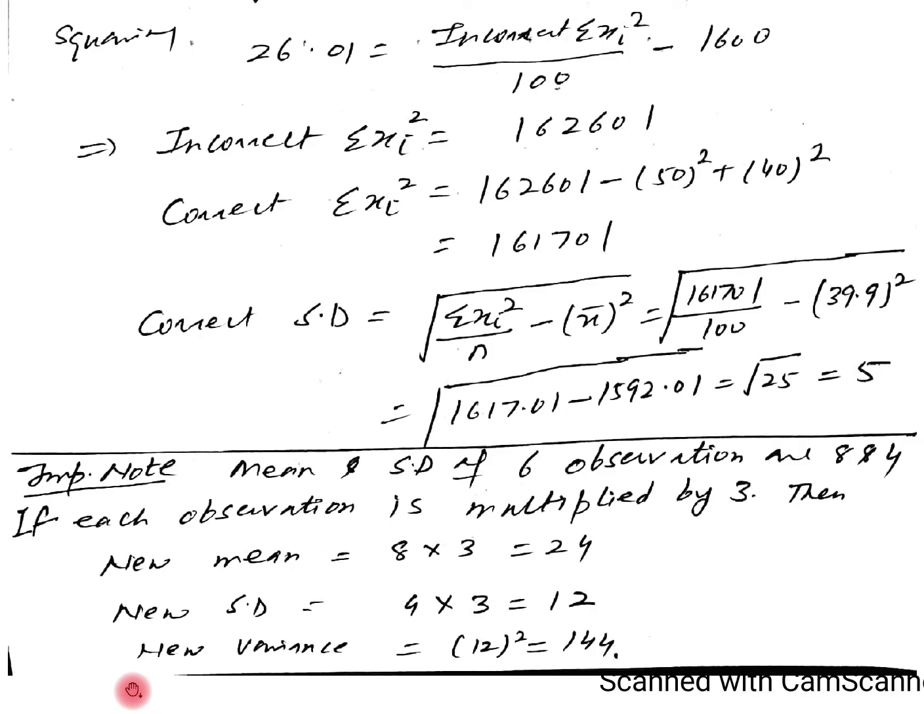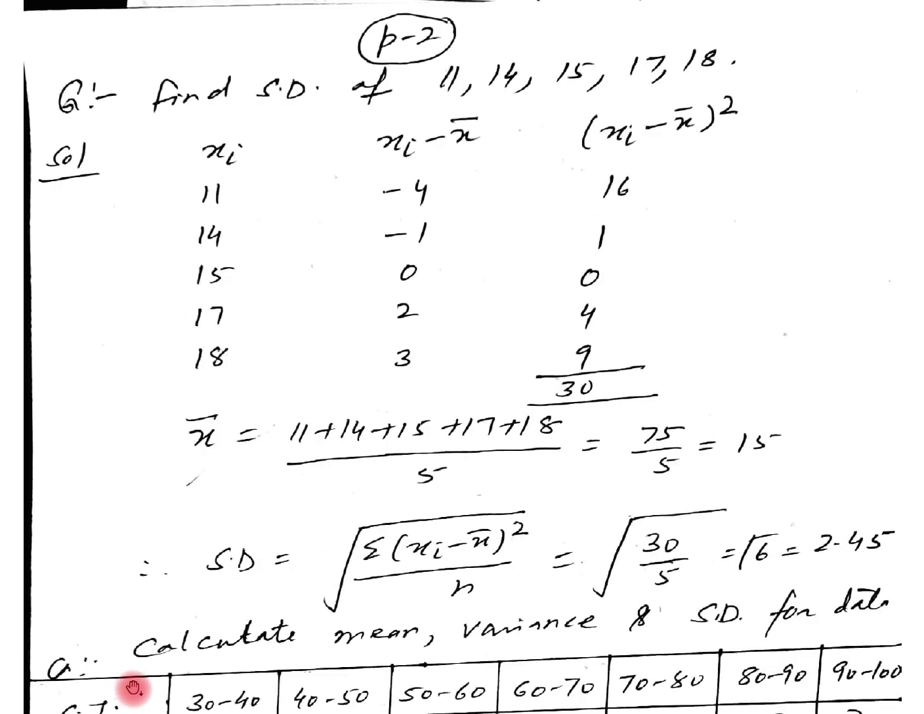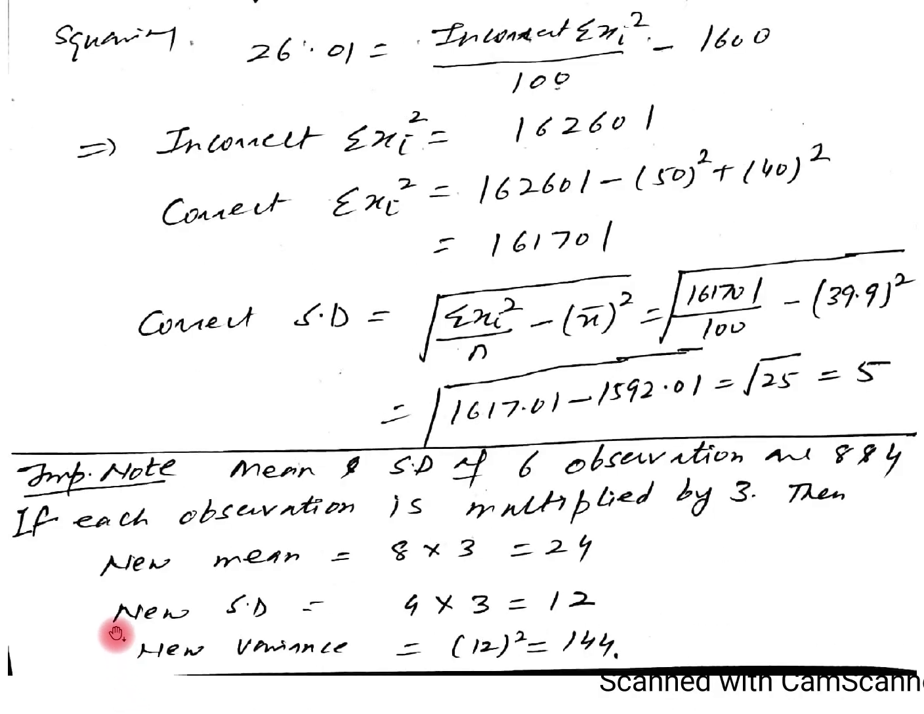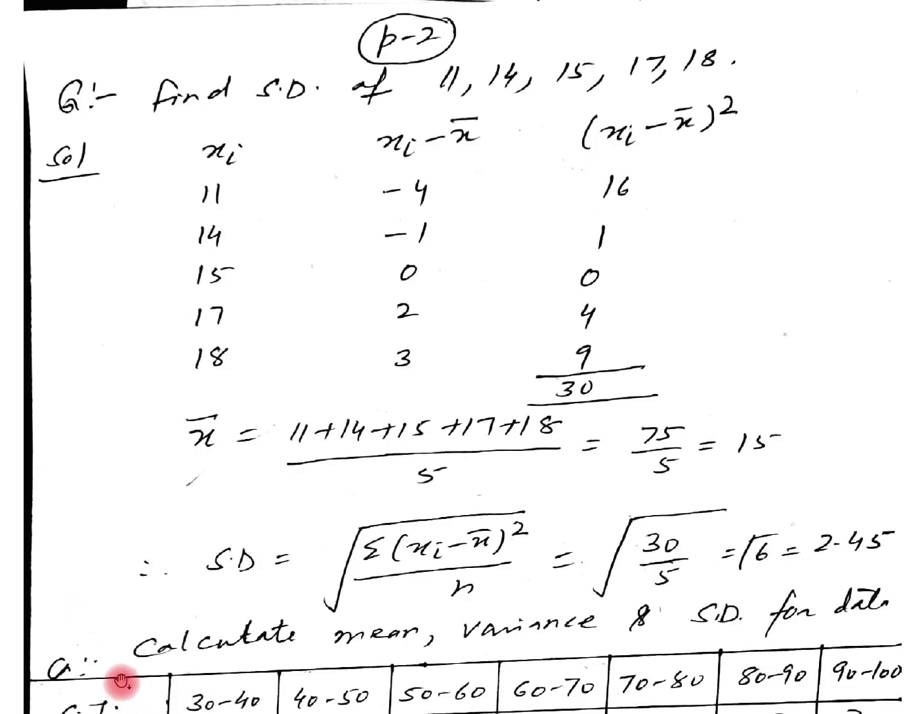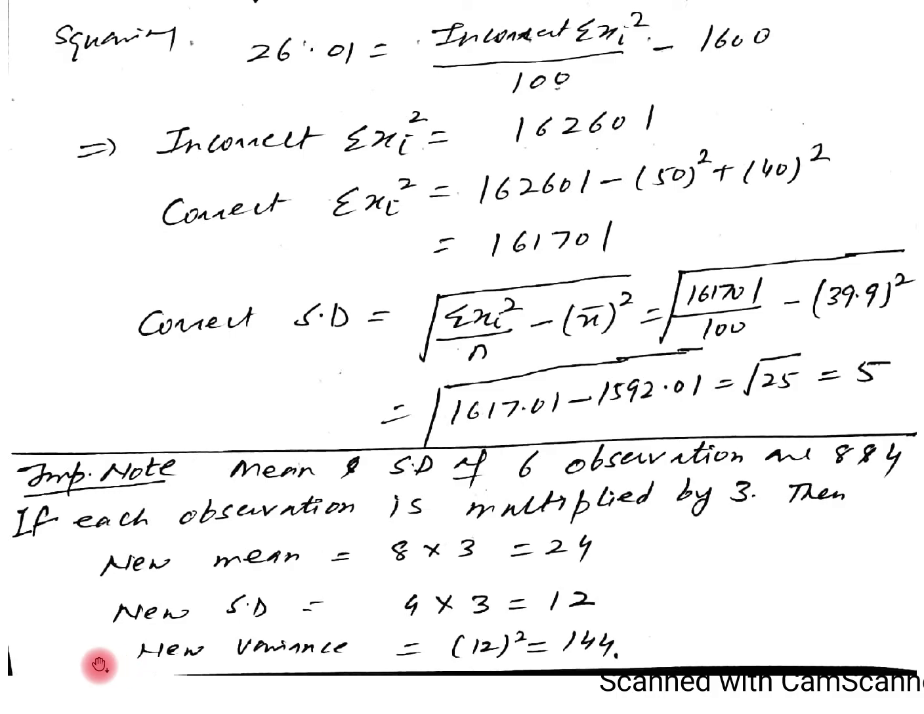Now the next exercise, which is based upon the coefficient of variation, has been deleted from this year's syllabus. In the homework you have to do 15.1 and 15.2 along with this question. Almost our unit is completed. If there is any query or doubt, you can ask me. Thank you.